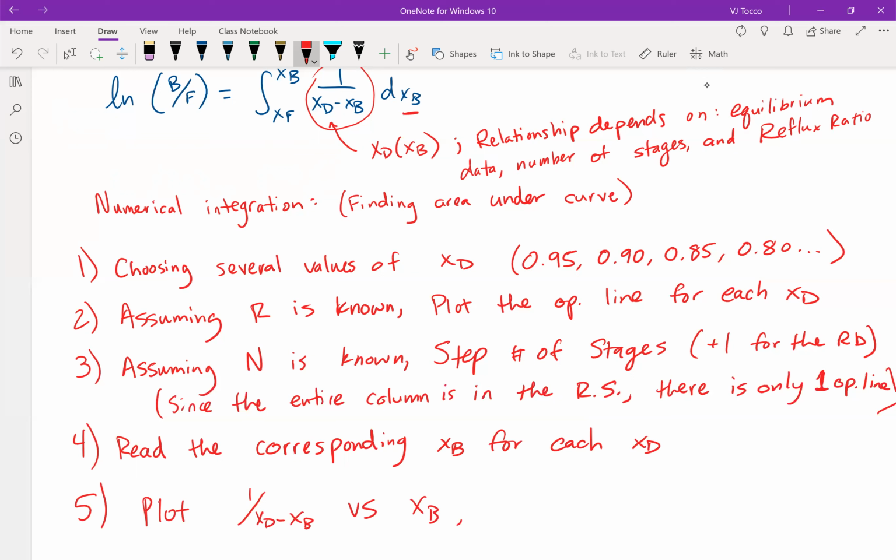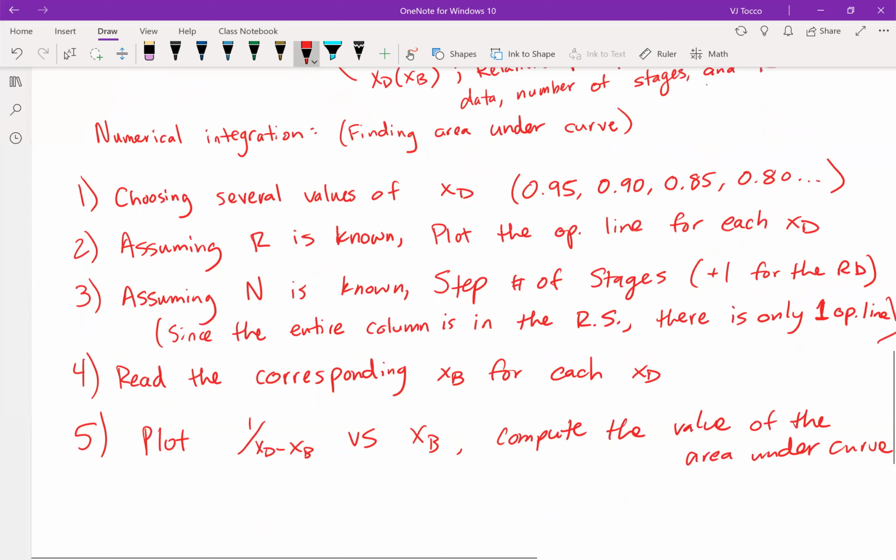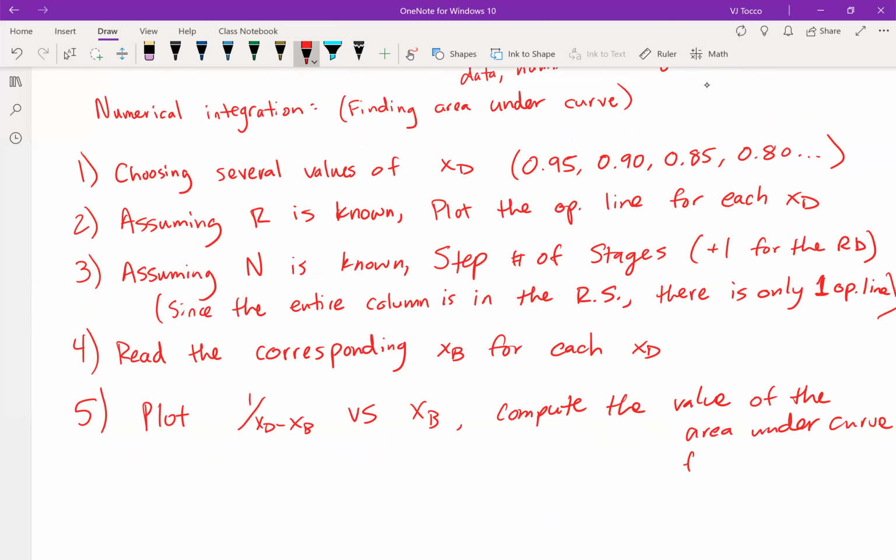And finally, I want to compute the value of the integral. Compute the value of the area under the curve from the bounds, from xb equal to xf to the final xb.